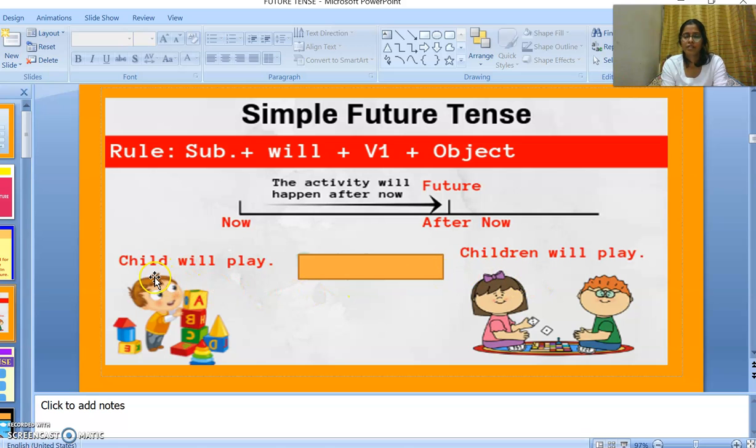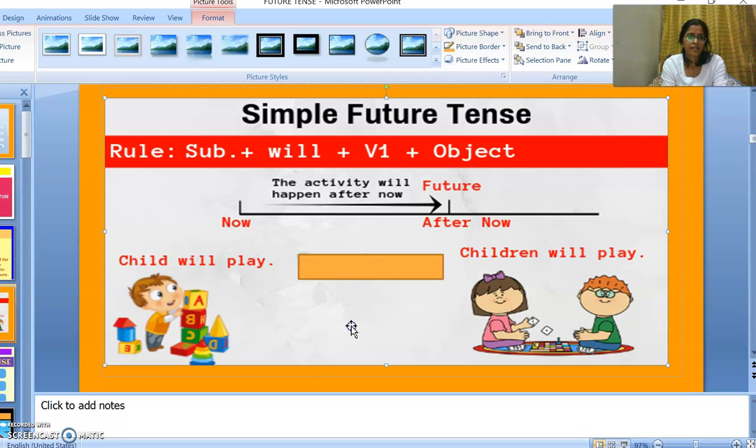But the similarity here is that in simple future tense, whether your subject is singular or plural, you have to use only will or shall as a helping verb. In both the subjects, whether singular or plural, you are supposed to use only will or shall. It will not change, it will remain as it is. Okay, so that is the beautiful aspect of simple future tense. Moving on to my next slide.